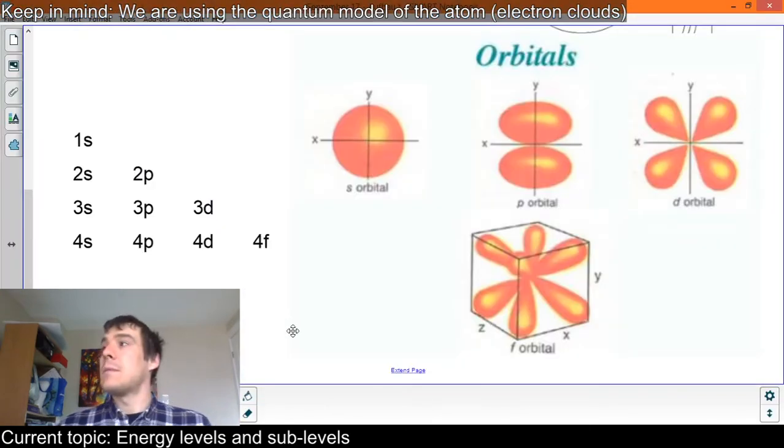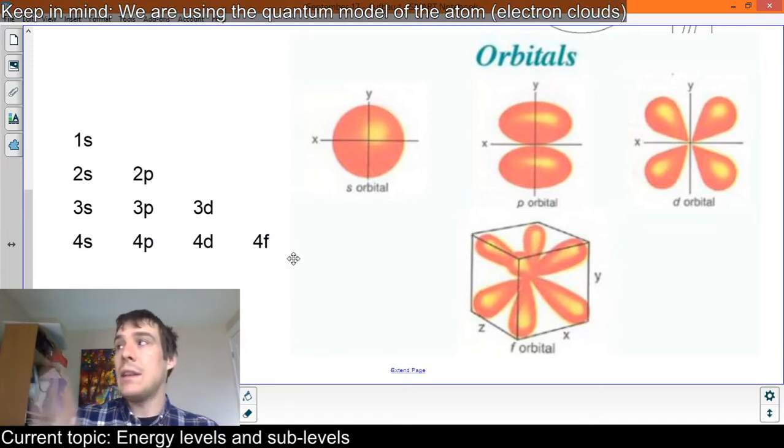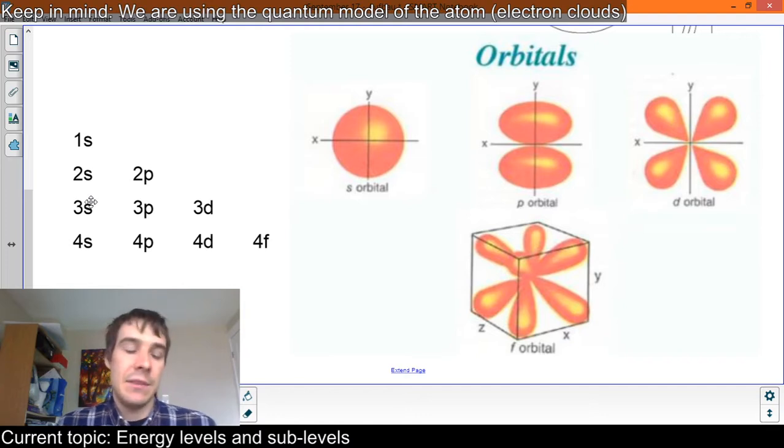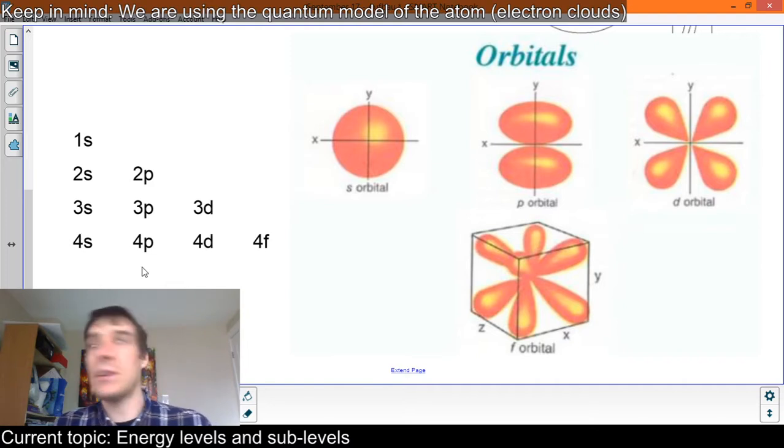Okay, so that's orbitals. Now S, P, D, F is the order that they go in. I don't know how you want to remember it. There are different ways to do it. I just remember PDF, like the PDF files that you can find on the internet. And S is just the first one, S for sphere. Yeah, it's SPDF.